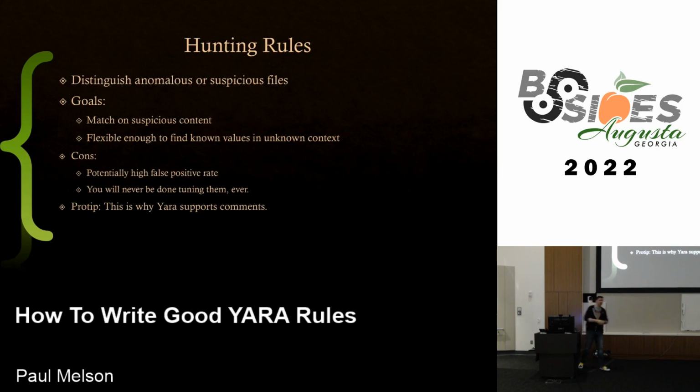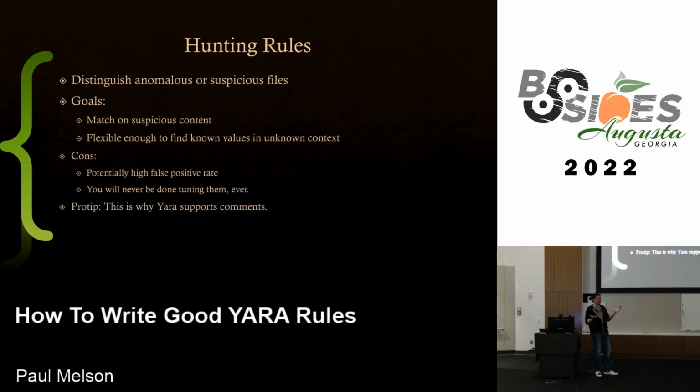So hunting rules distinguish anomalies or suspicious files. You want to match on suspicious content. You want it to be flexible. Potentially high false positive rates on things like this, and you'll never be done tuning these.